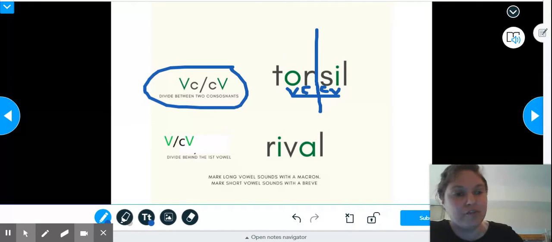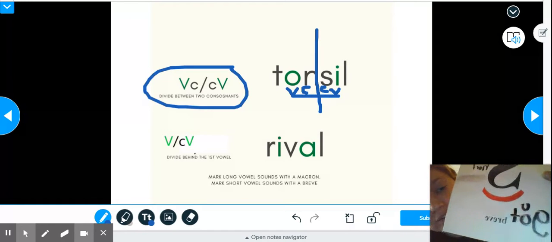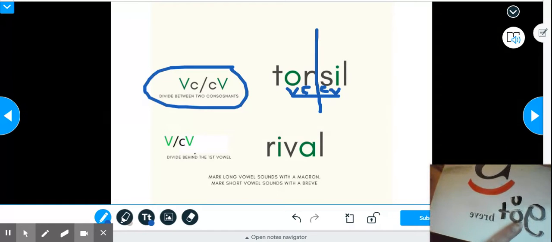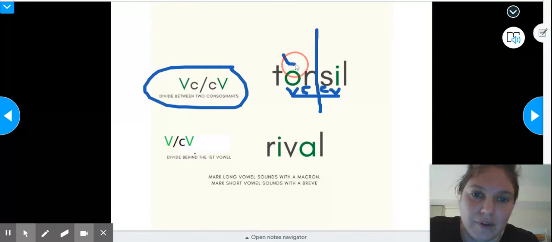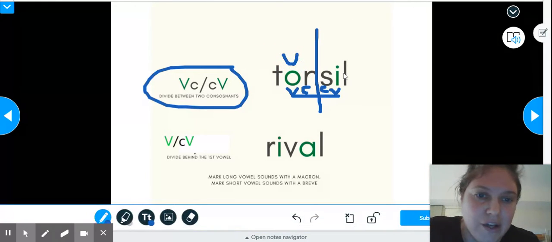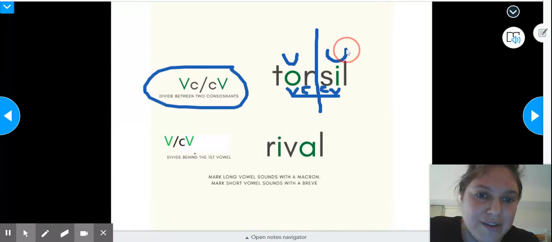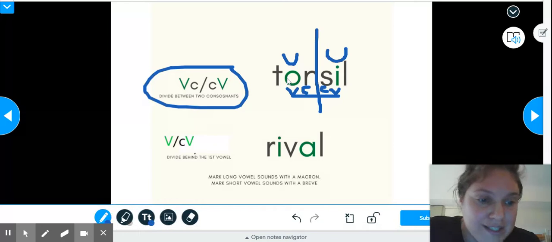So I'm going to give all the short vowel sounds a breve, like the ah in got. Same thing here, the L is closing in the I, so that's a short vowel sound. Now I'm going to sound out each syllable, tonsil, and put it together, tonsil.